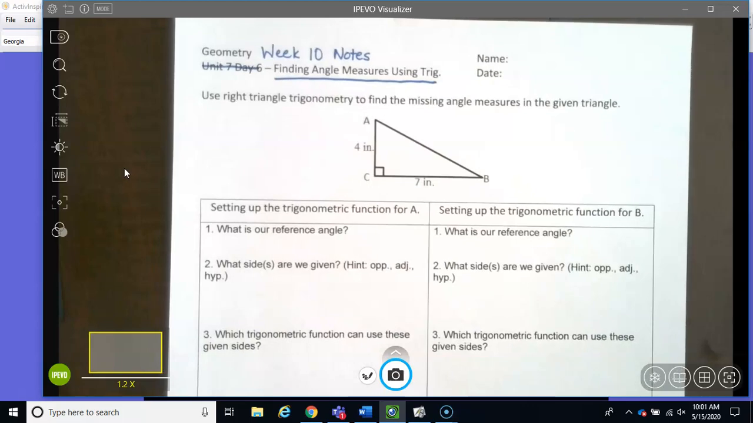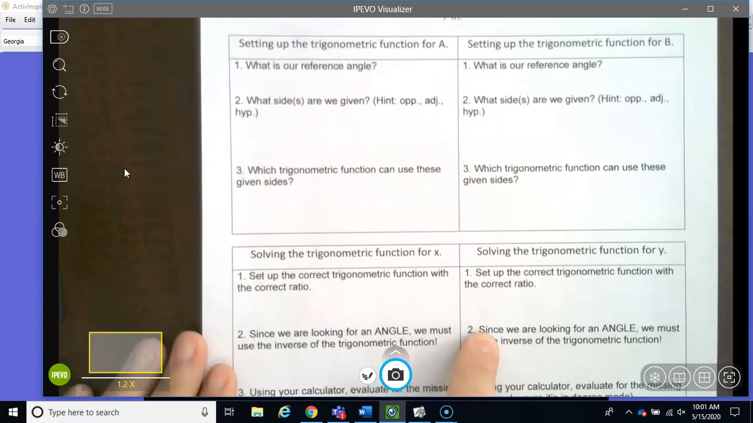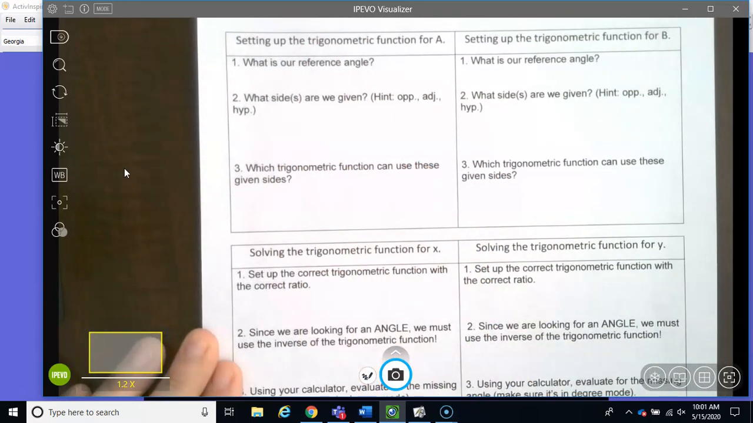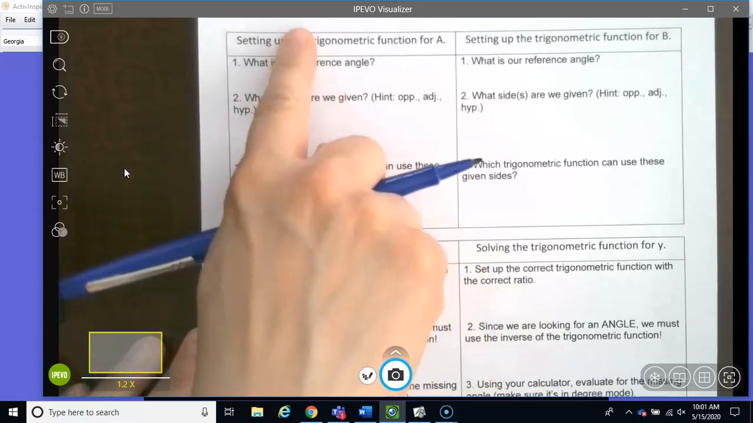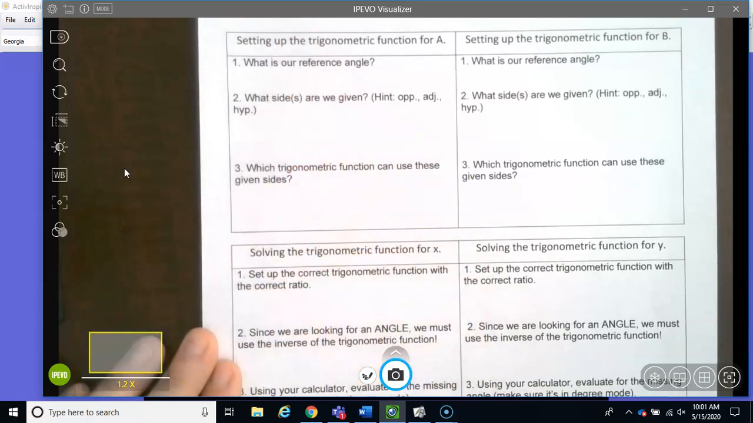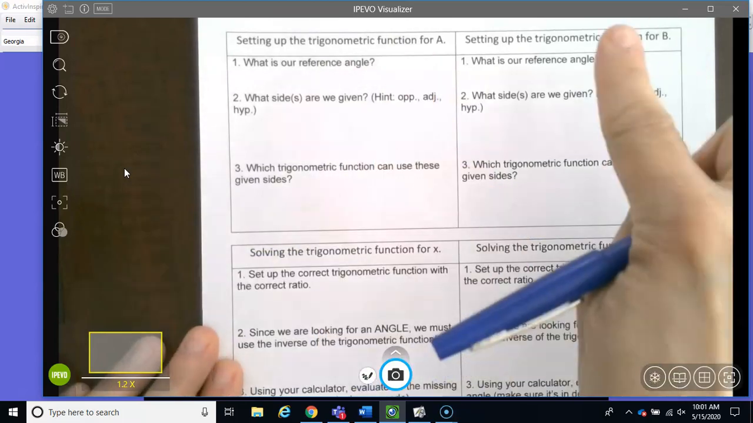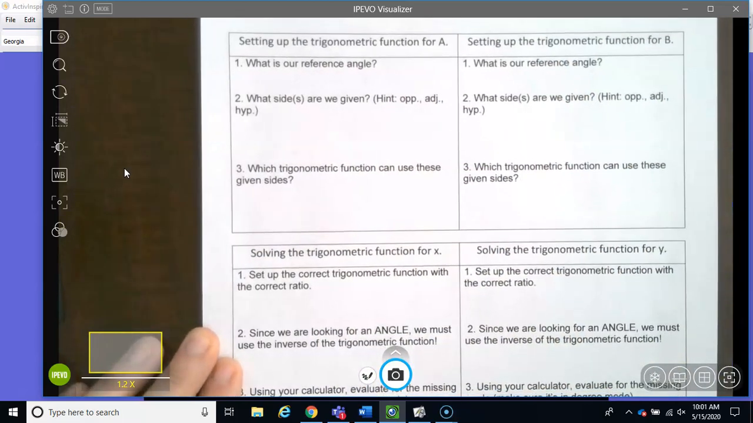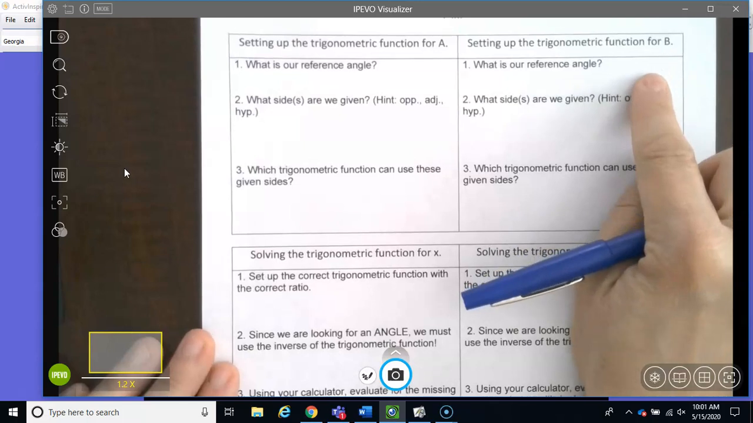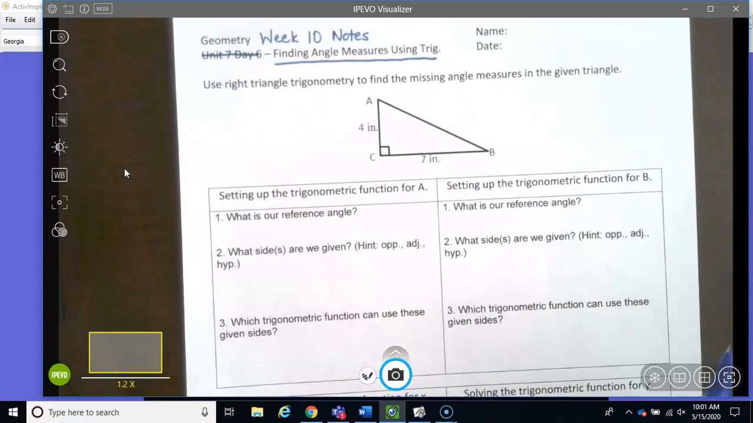So the way I have these notes set up is on this left side is just this whole problem. This is the steps to solve, find angle A. On the right side, these are the steps to use to solve to find angle B. Okay? So that's how this page is broken down.